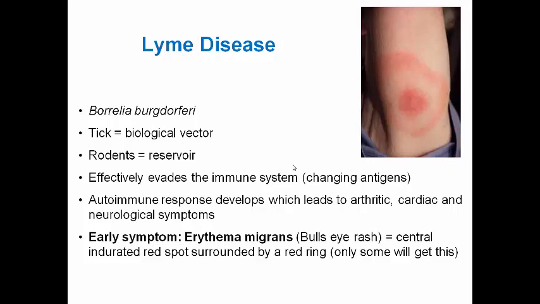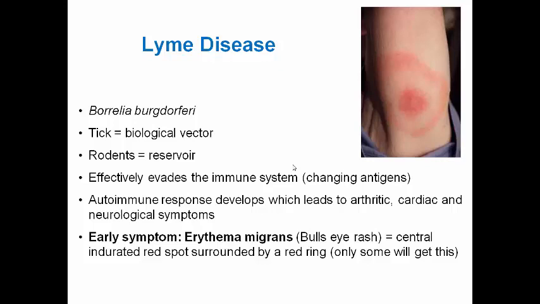Lyme disease is caused by Borrelia burgdorferi. It has a rodent reservoir and is passed via ticks, so ticks are the vector. It effectively evades the immune system because it has changing antigens, so it's very hard for the body to mount an immune response to Lyme disease.